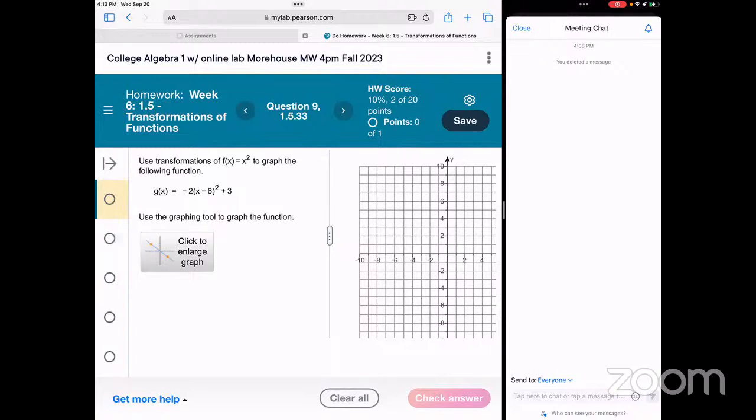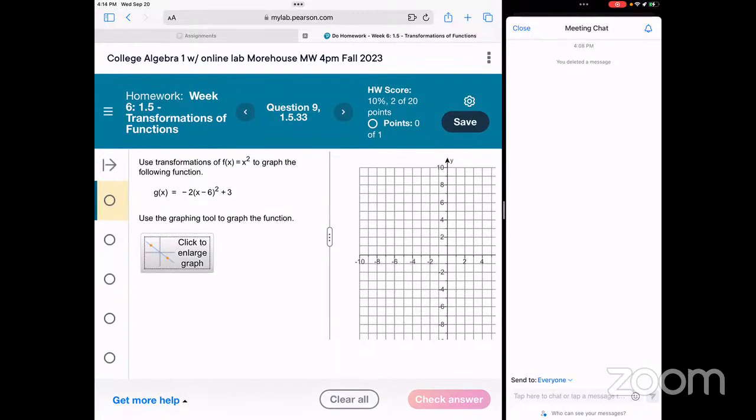Okay, use transformations of f of x equals x squared to graph this function. 1, 2, 3. It looks like there's a total of 4 different transformations. So the recommendation is whenever we do multiple transformations in one equation like this, to work our way from the inside to the out. All right. Start with the innermost nested manipulation, which is going to be the -6 in this case. So the -6 is on the inside of our basic function. That means this should cause a horizontal change and it should move to the right by 6. So let me click on the graph.